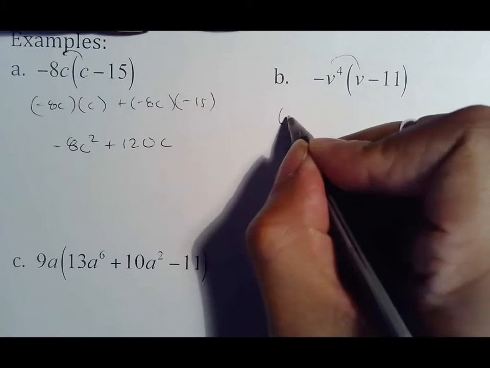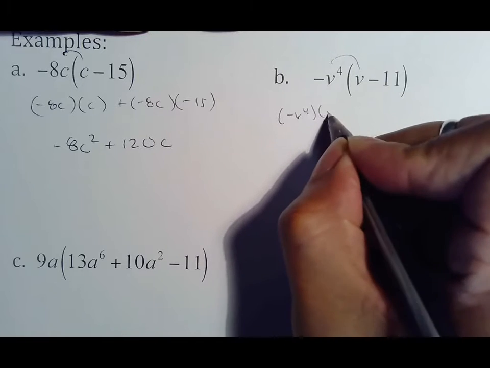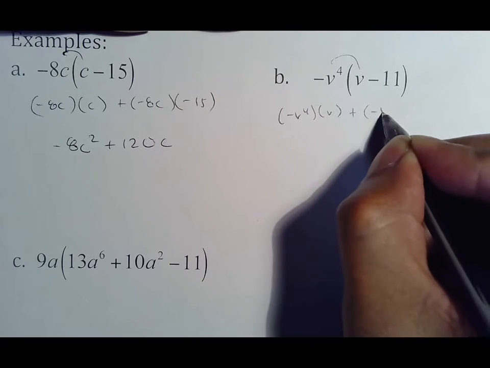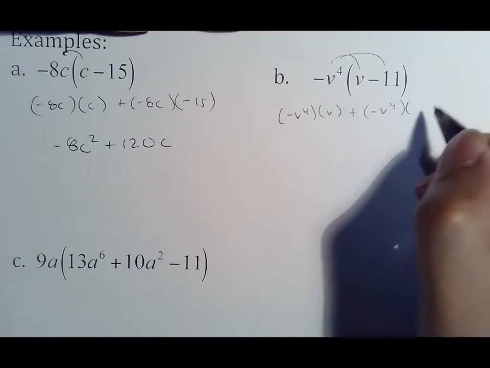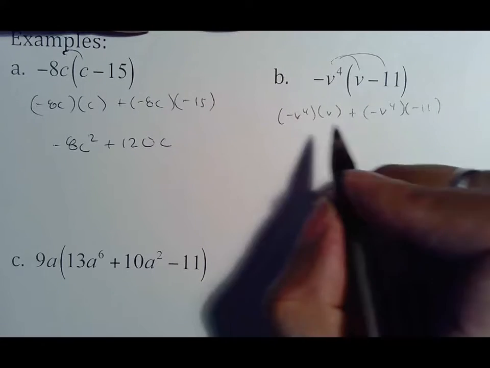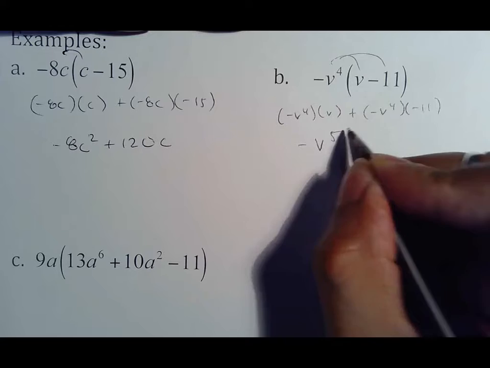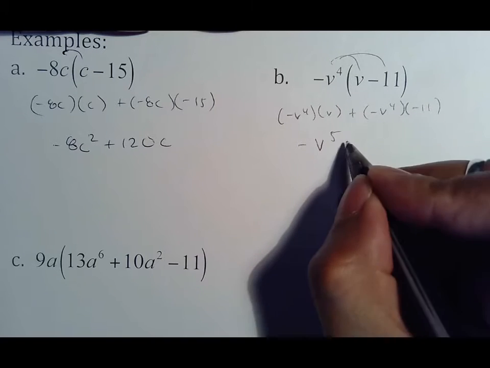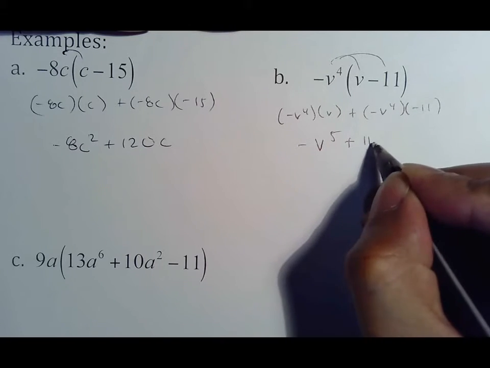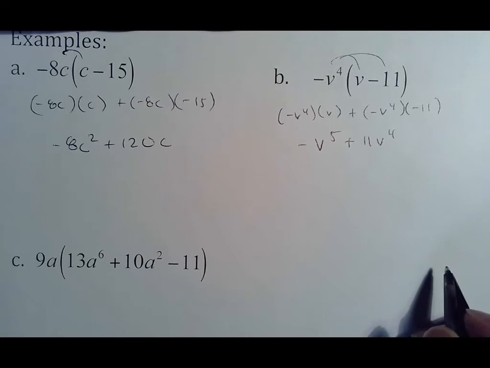When you go to this, -v to the 4th meets v, and -v to the 4th meets -11. This is negative because there's one negative. V to the 5th. 2 negatives makes it positive. 11 v to the 4th. That's it.